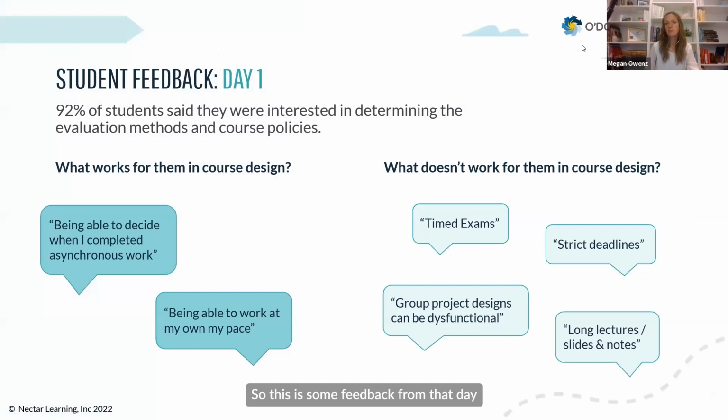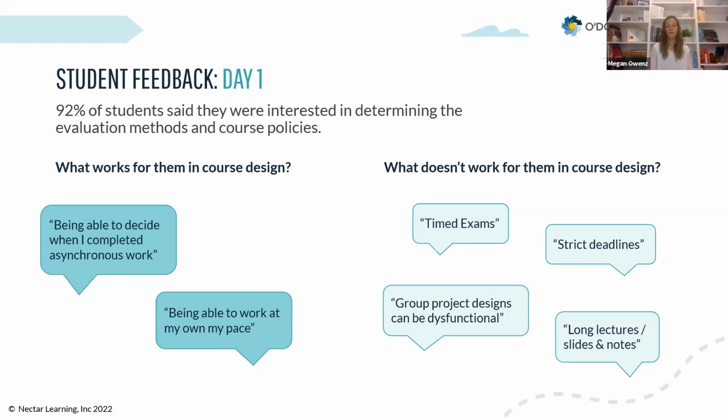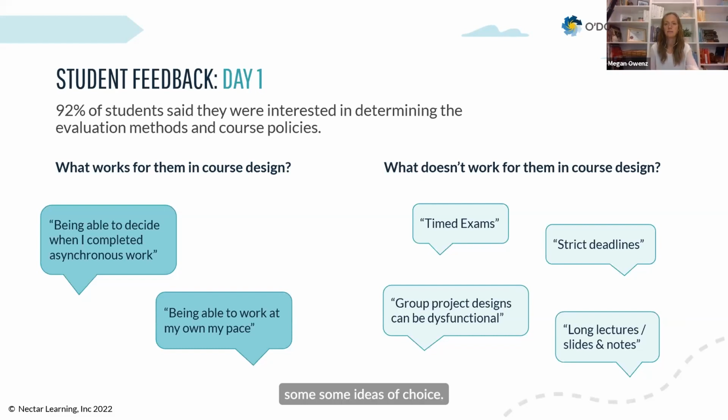So this is some feedback from that day one using anonymous polling software and anonymous response software. The majority of the students said, yep, I want to do this. And here are some examples of what they said works for them from the previous year and a half of quote unquote pandemic era learning. The students said being able to decide when they completed asynchronous work was really helpful for their success. Being able to work at their own pace, really starting to highlight some ideas of choice there.